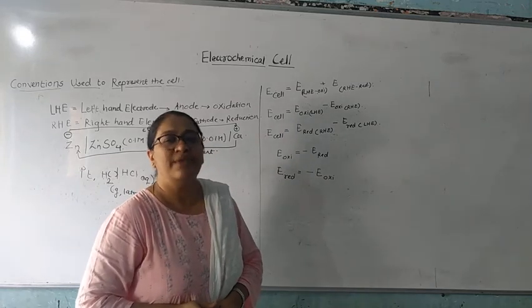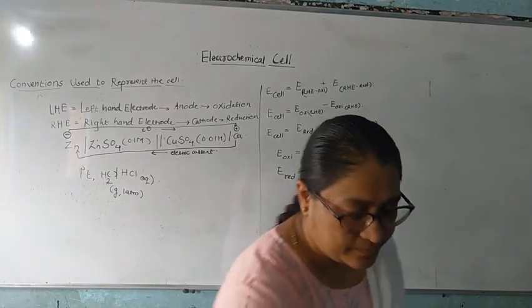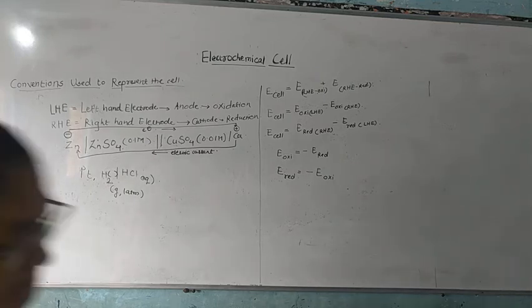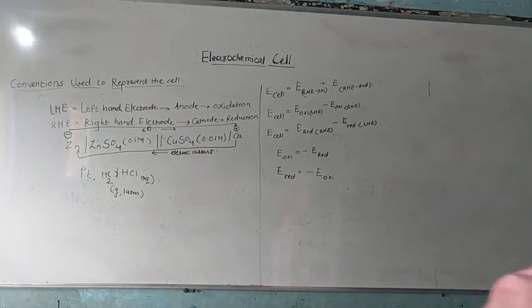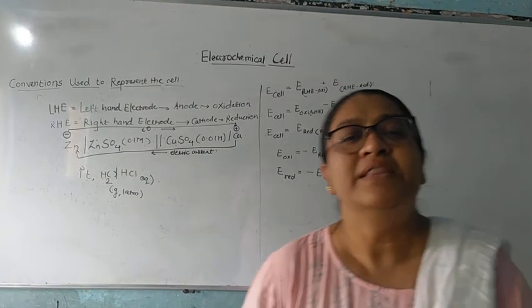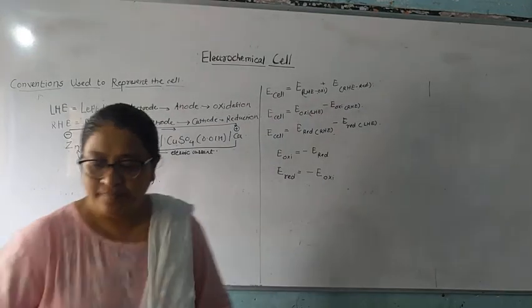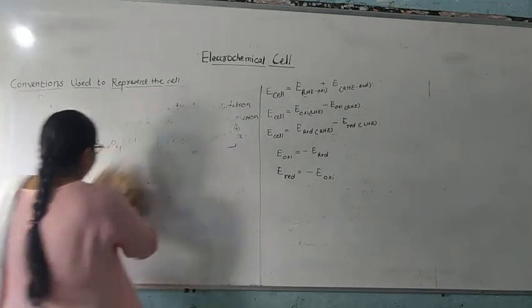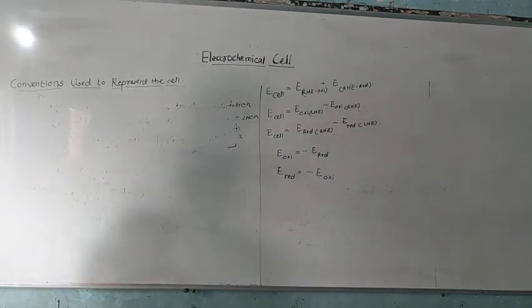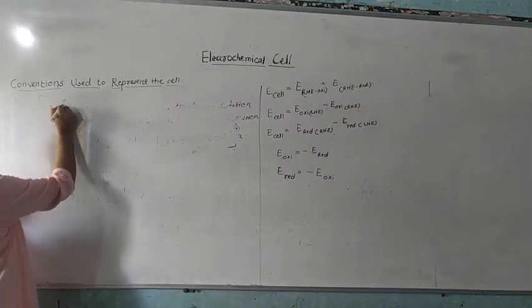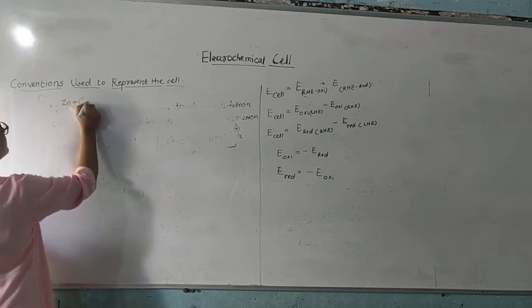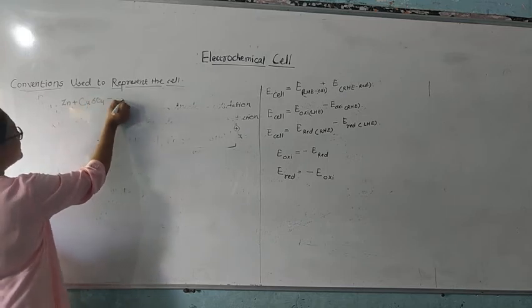Now we are going to see some examples. First, we will take the example of the Daniell cell. How to represent that cell? We know the cell reaction. In this way, we are always given the cell reactions.